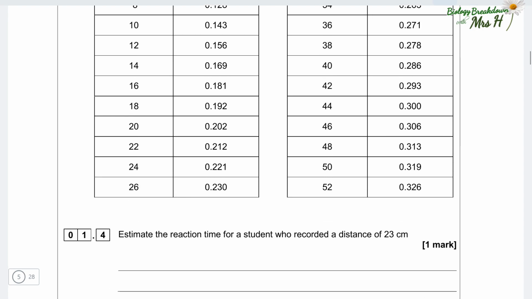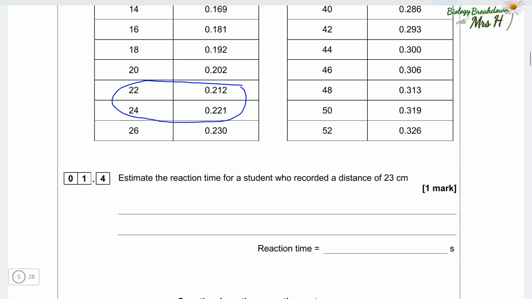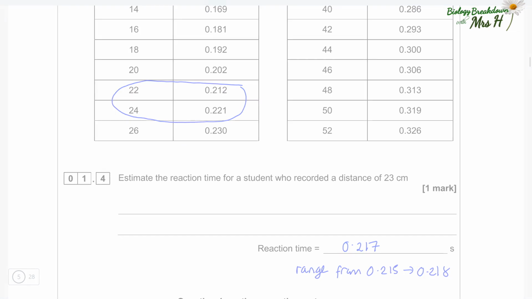Estimate the reaction time for a student who recorded a distance of 23 centimetres. So if we have a look at the distances, 23 is between 22 and 24. So we would expect the reaction time to be between 0.212 and 0.221. So 0.217, or a range of 0.215 to 0.218 is acceptable.